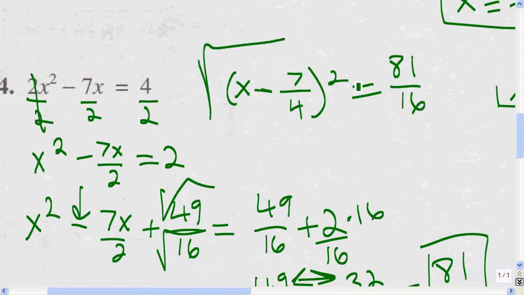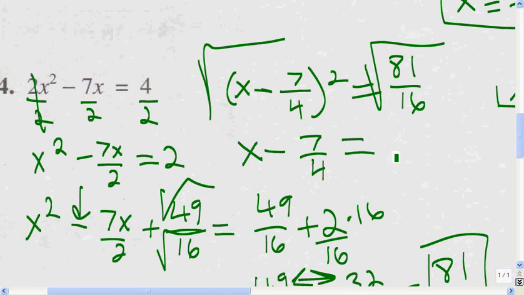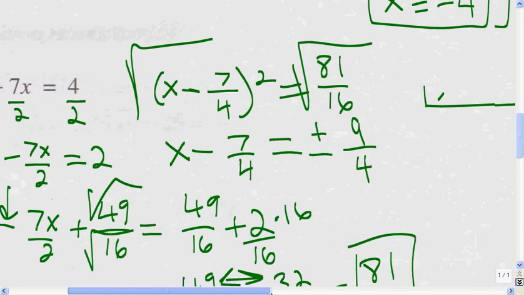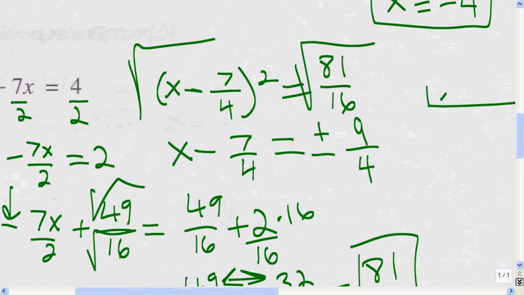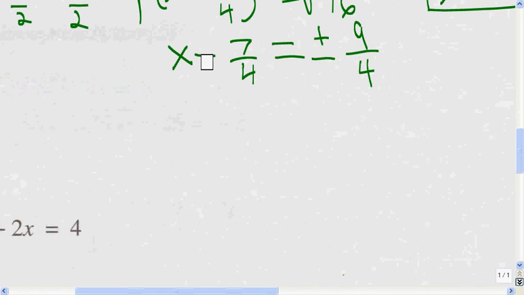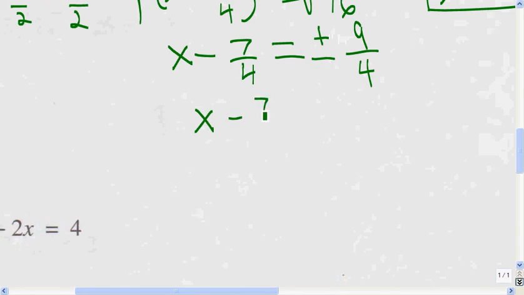Then I square root both of them, right? I get x minus 7 over 4 equals positive or negative. Then the square root of 81 is 9, and the square root of 16 is 4. Positive or negative 9 over 4. Okay, I'm going to erase some of this. Hold on a second. Okay, first I'm going to solve for x using the positive 9 over 4. So x minus 7 over 4 equals a positive 9 over 4.